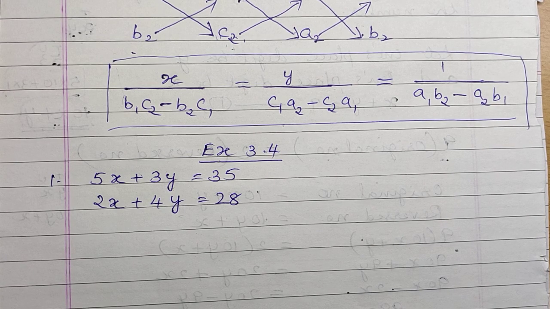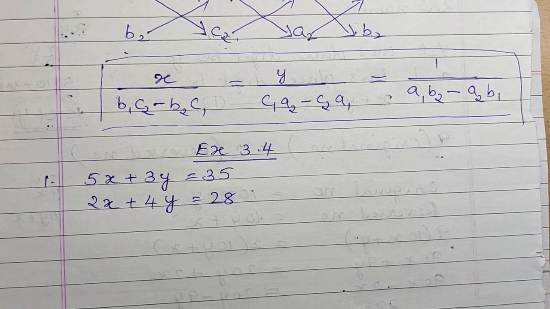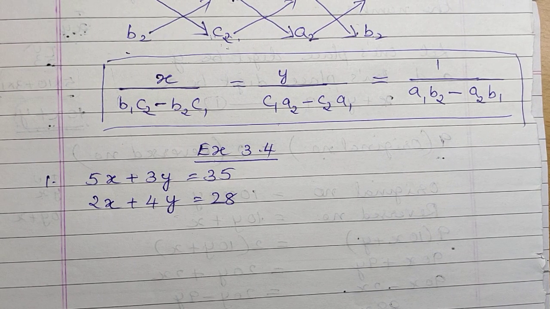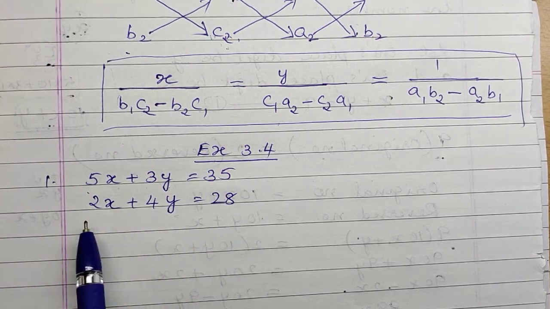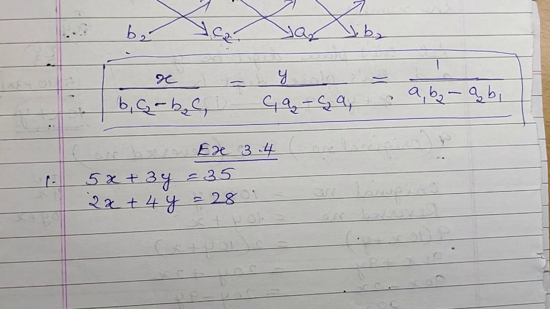In the next exercise, they have asked the same thing. First you have to confirm how many solutions there are, and then do the elimination method only for unique solutions. So these rules you can use only for unique solutions. So 5x plus 3y equals 35 and 2x plus 4y equals 28.